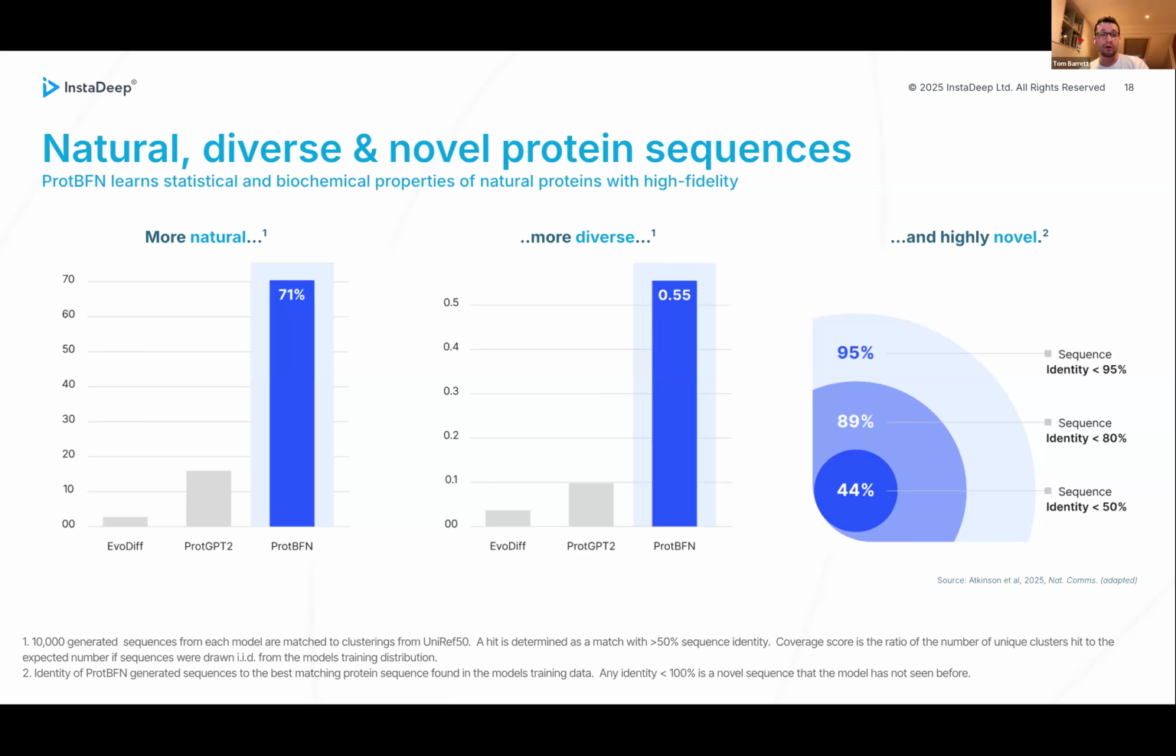And then the last test, of course, is that both these metrics would be perfect if we just replicated the training data, just memorized it and generated those samples. So we have to also look at the novelty, right?